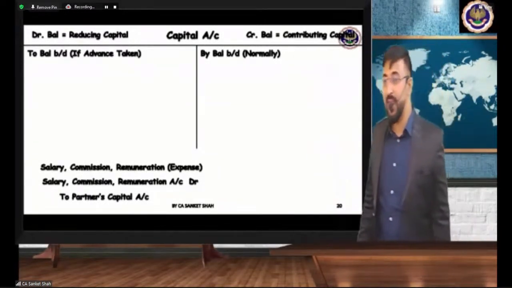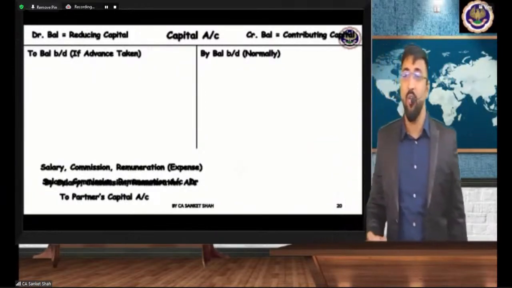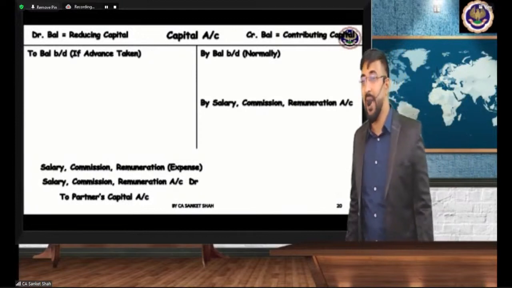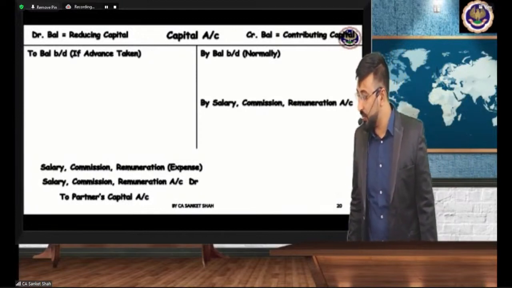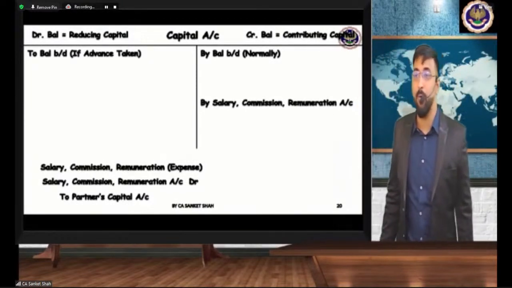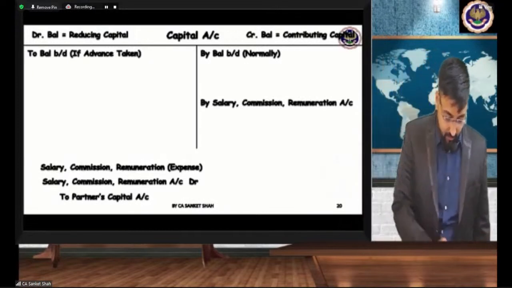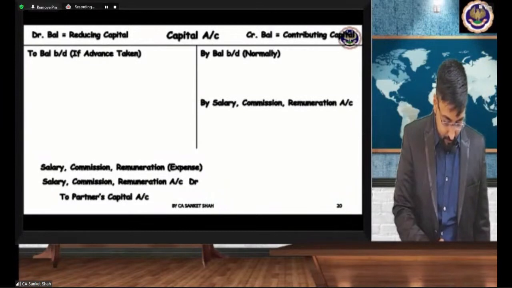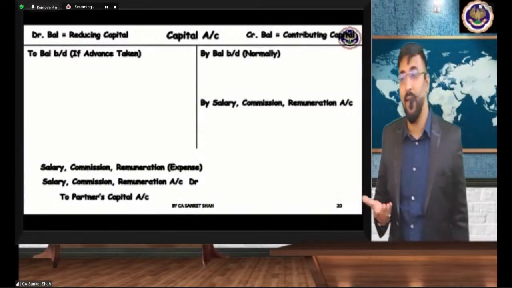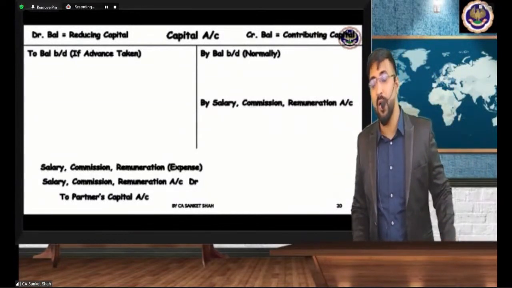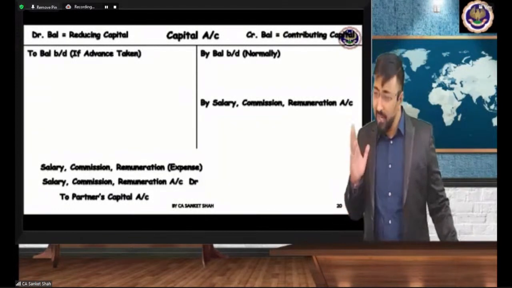Write down this salary, commission, remuneration, and your capital account pro forma. Please get it updated by salary, commission, remuneration. Update your capital account pro forma. Salary, commission, remuneration. How Ruchi, please answer it carefully. Yes, many students are giving wrong answer. Okay, but think it properly.